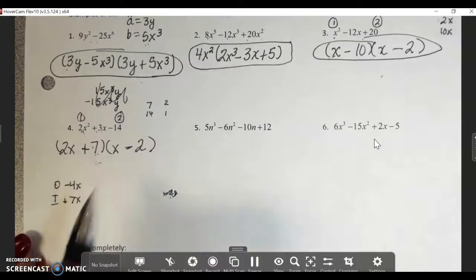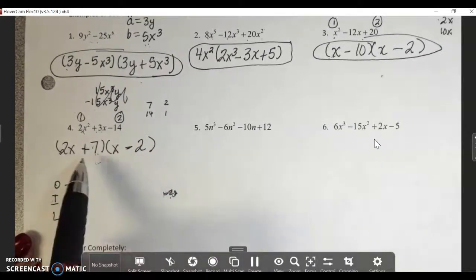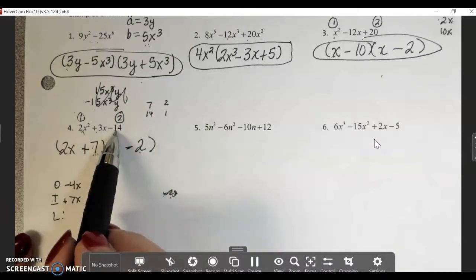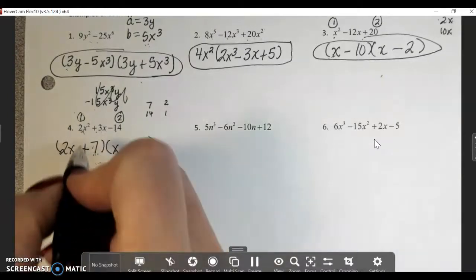One last thing I want to double check, and that's the lasts. Does the last times the last multiply to give me the negative 14 that it should? And we are correct.